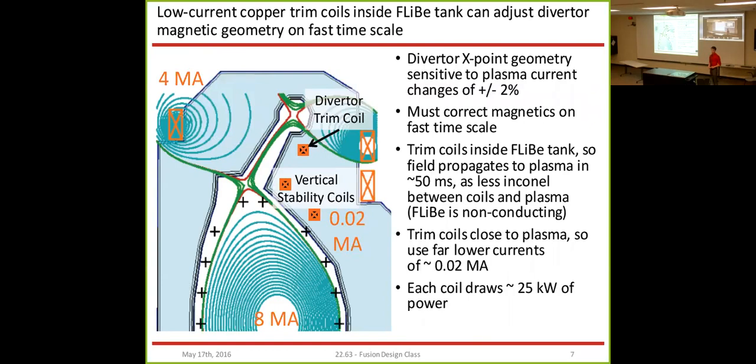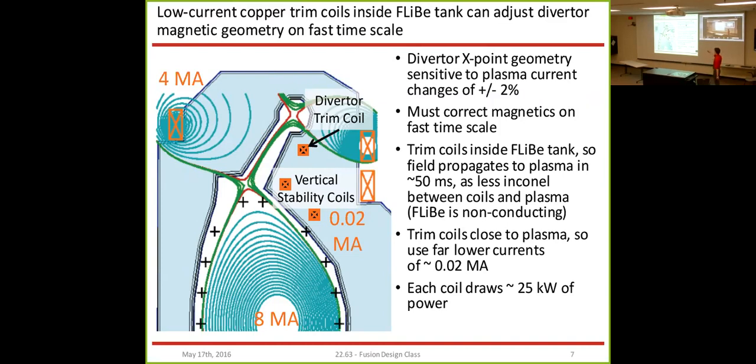In addition to our equilibrium superconducting coils, we also have low current copper trim coils inside of the FLiBe tank that can adjust the magnetic geometry on fast time scales. So the diverter X-point we've found is sensitive to plasma current changes of about plus or minus 2%. So if your main plasma current starts to change by about 2%, this diverter X-point will either start to move around or you may develop a strike point.